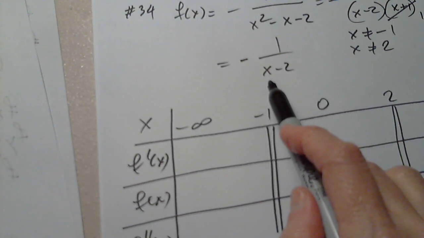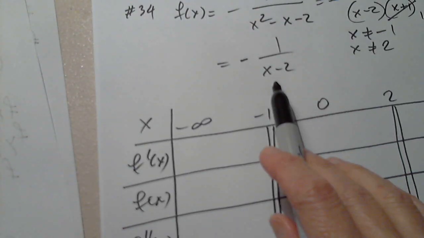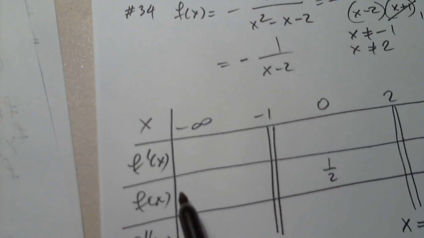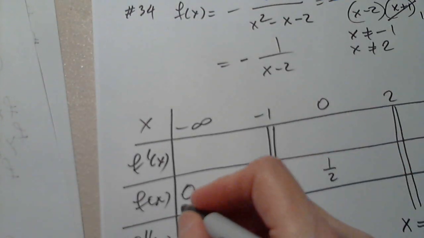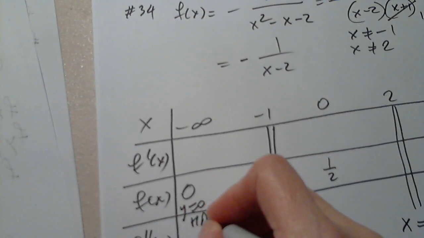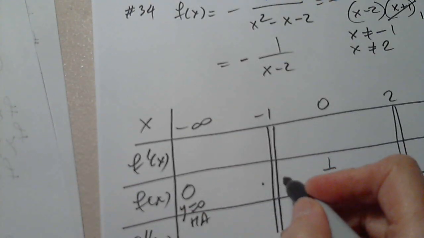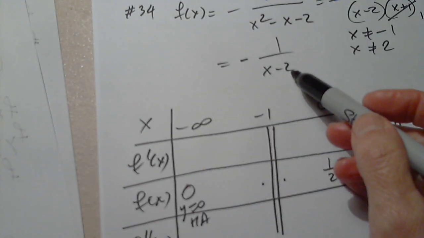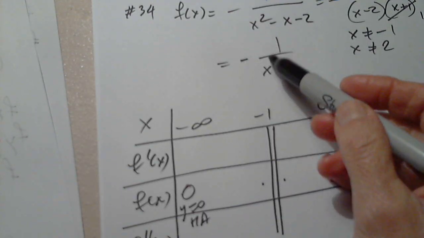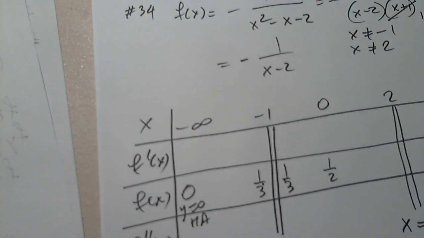Then I plug in 0, and I see I have 1/2. I know that when I take the limits at infinity, both of them are 0, which means y equals 0 is a horizontal asymptote. I have to determine this point, but when I plug in -1, -1 minus 2 is -3. -1 over -3, this must be the hole.